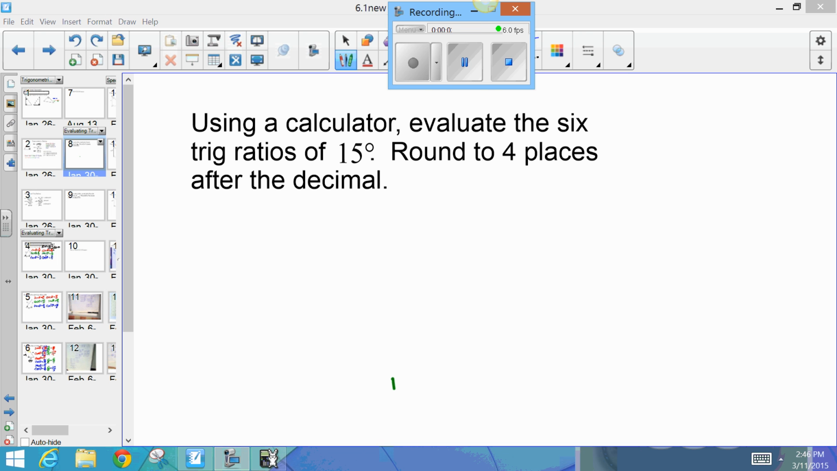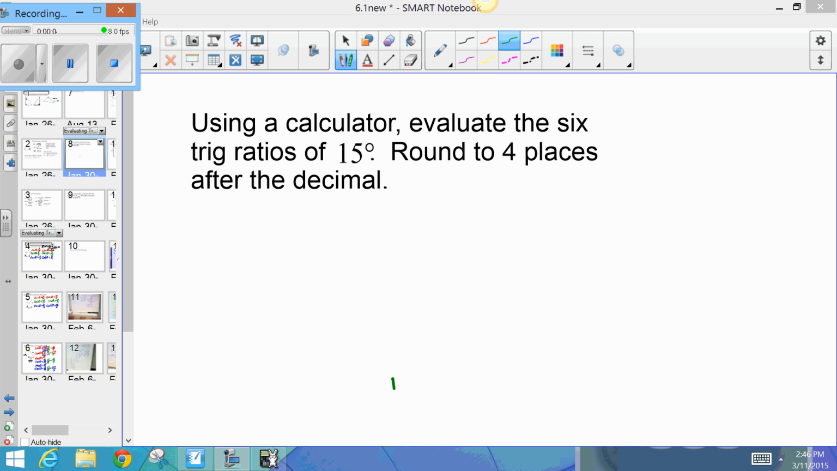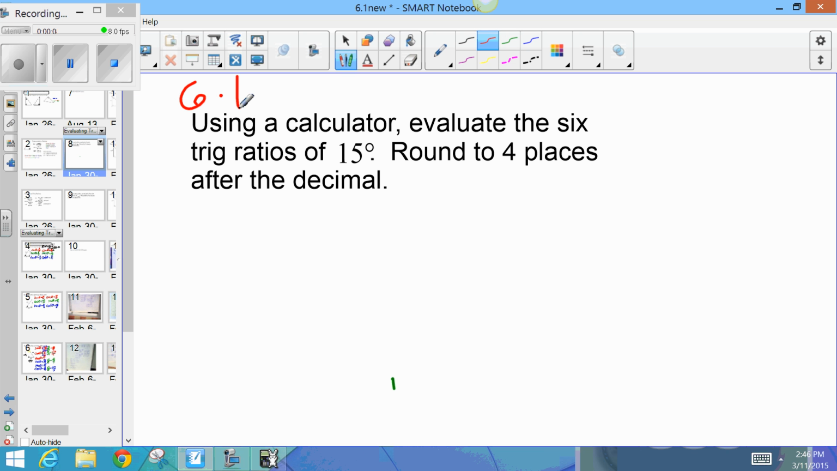This is pre-calculus, notes on section 6.1, and this is labeled calculator. Okay, so here I'm going to show you how to use the calculator to approximate a trig ratio.